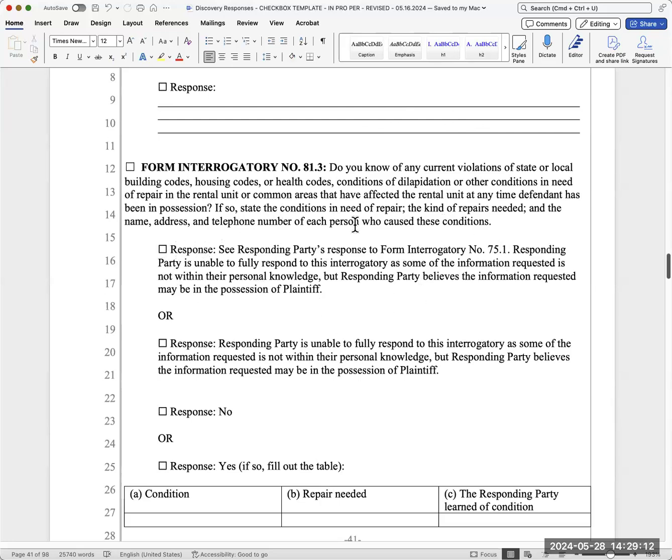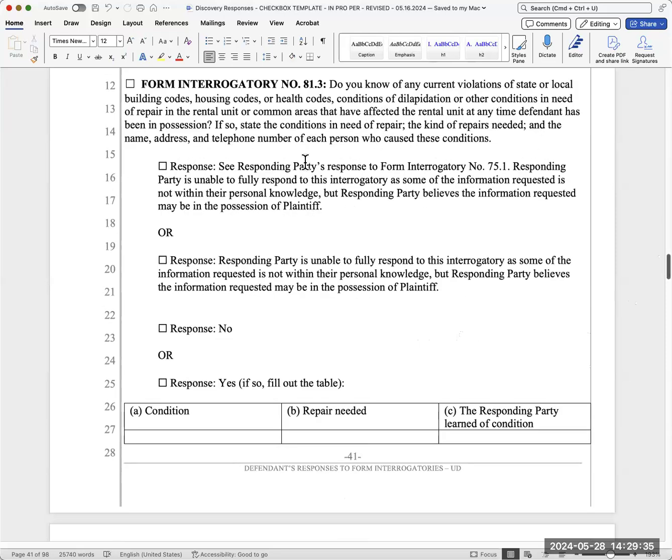This says, look to that response for the answers I gave, and it's possible the landlord has knowledge of other repairs. Or you can say, I'm unable to respond because some of the information is not in my knowledge, but is in the possession of the plaintiff, right? If you didn't answer 75.1, sometimes we think we have a perfect unit. I didn't have to complain about anything, right? Everything in my house, maybe it's a newer unit, nothing's broken during the time of my tenancy, and so I didn't really have anything that I noticed, but maybe the landlord does. That's where you check this one.